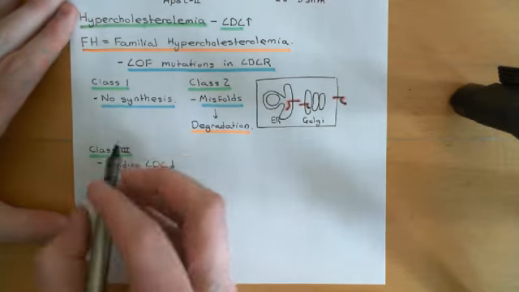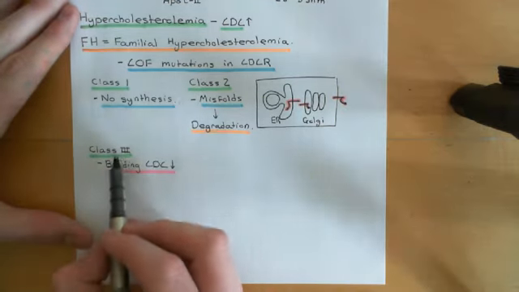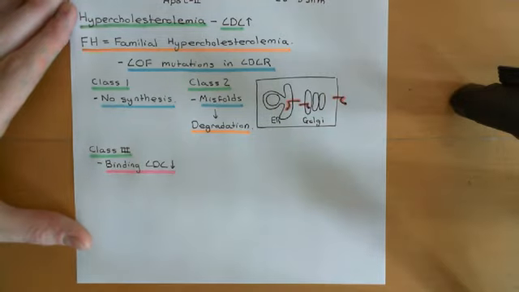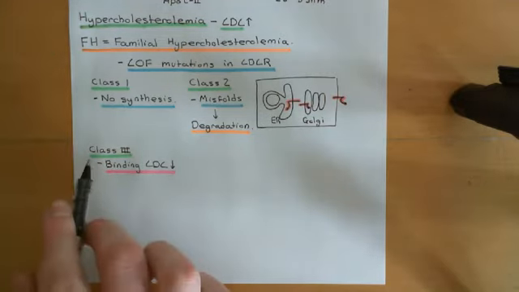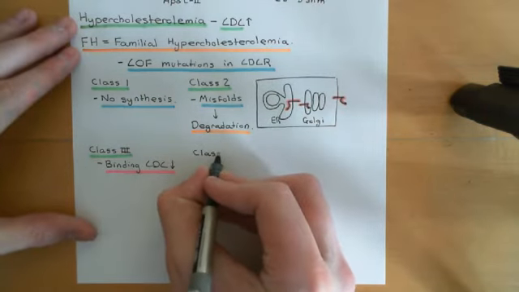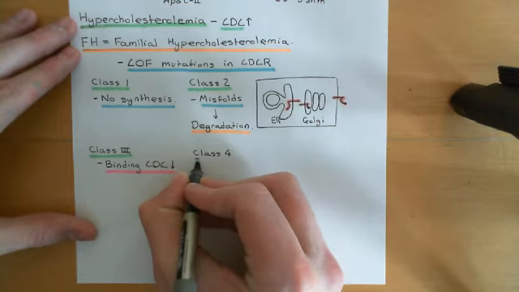Finally, and I don't know why I've suddenly moved to using Roman numerals rather than Arabic numerals, but never mind, that's class 3. Next up, class 4, and I'll switch back to using more normal numbers.